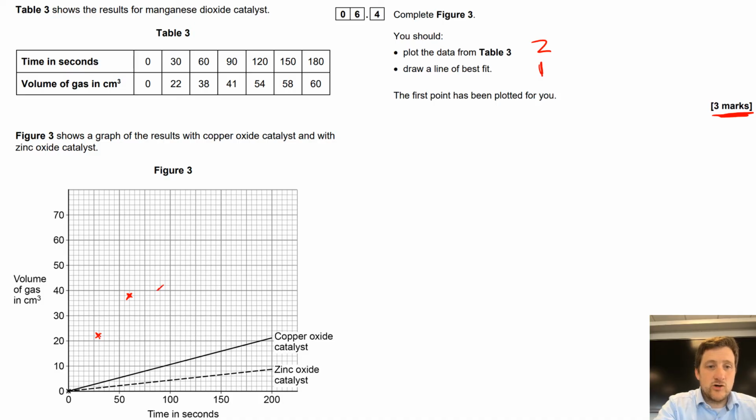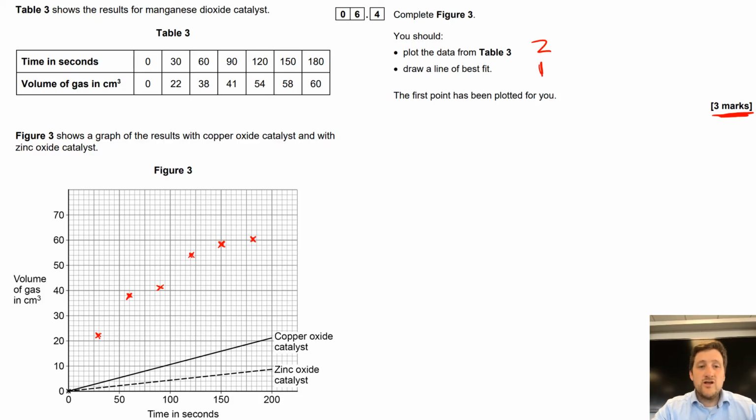That's looking like a curve. Then we have 120 seconds, and that's 54. Now, I'm looking at this thinking, that looks weird. That looks like there might be an anomaly in there. I'll carry on just to check. We then have 150, it's 58, and 180 is 60.